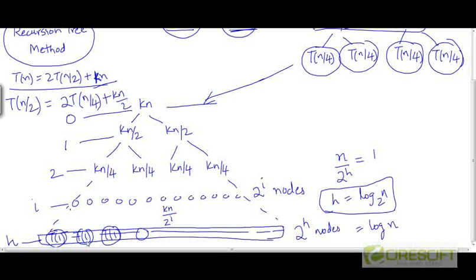And how many nodes are going to be there at level h? They're going to be 2 to the power h nodes. And because we know that h is log of n base 2, of course, this is simply equal to n. 2 to the power log of n base 2 is equal to n. So there are going to be n nodes here, each having a value equal to T of 1.